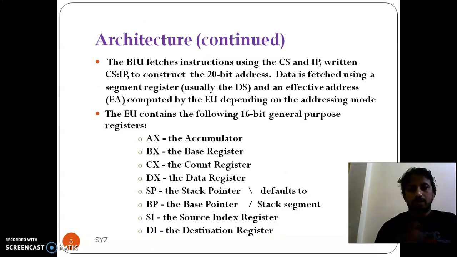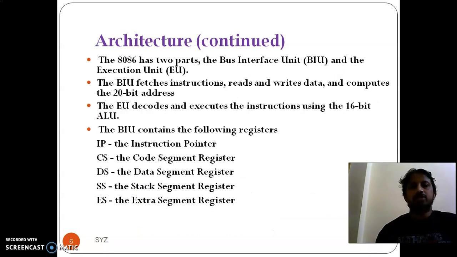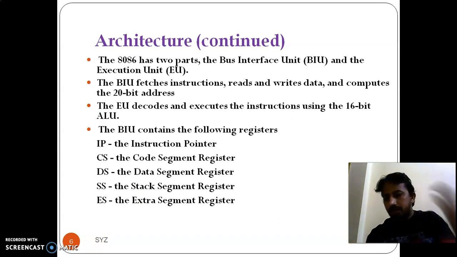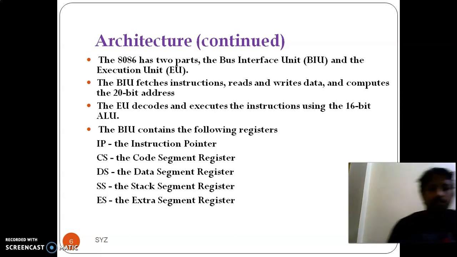Next, these are the two units: bus interface unit and execution unit. In the execution unit, you would have 16-bit registers like AX, BX, CX, DX, stack pointer, base pointer, source index and destination index. In the bus interface unit, you would have registers like code segment, data segment, extra segment and stack segment, which would be discussed one after the other.